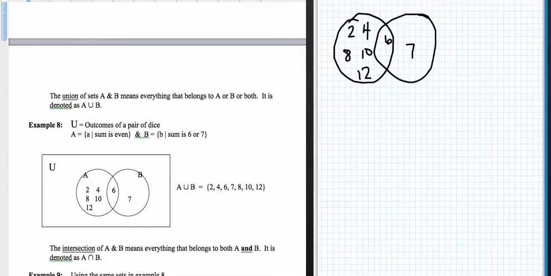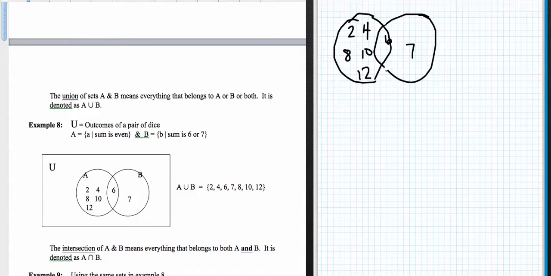So if I were to erase out the set A here, just pretend that it wasn't here for a second, right? Then you see that set B has the 6 and 7 in it. But the overlap containing that 6 is what's shown here.